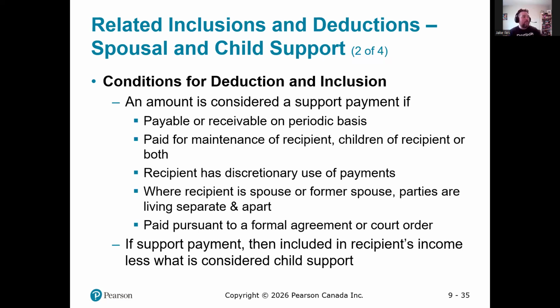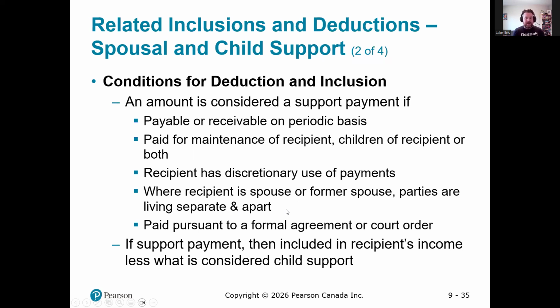But it has to be payable or receivable on a periodic basis, paid for maintenance of the recipient, children of the recipient, or both. This is just payments in general. The recipient has discretionary use of the payment. So it's not, here's $400 for insurance, because if it's for a specific use, I'm reimbursing that expense. It's not for discretionary use for their personal benefit. Where the recipient is a spouse or former spouse, the parties are living, pardon me, separate and apart.